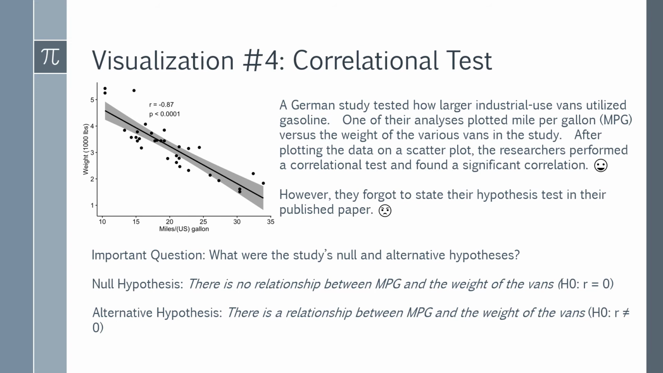And the null hypothesis is that there is no relationship between miles per gallon and the weight of the vans. And the alternative hypothesis is that there is a relationship between miles per gallon and the weight of the van. And as we all know, we will be rejecting the null because there is a specific correlation between the weight of the vans and the miles per gallon.